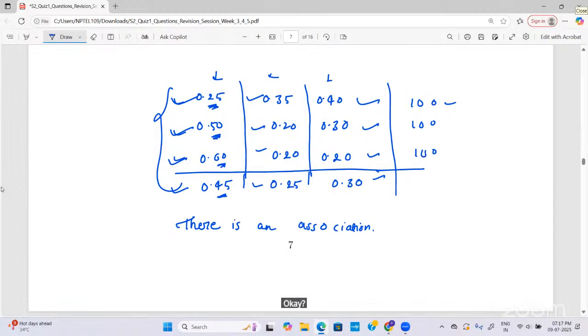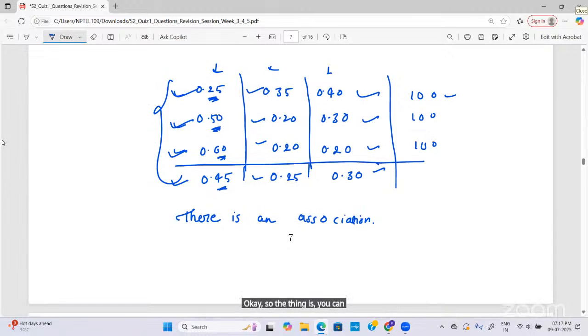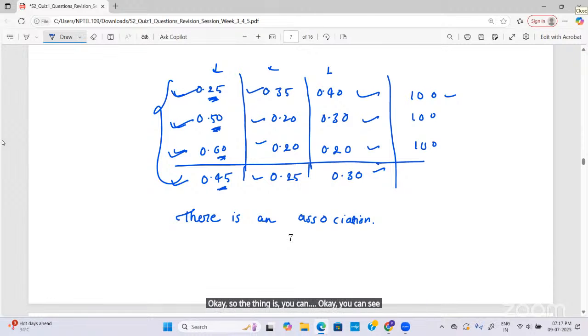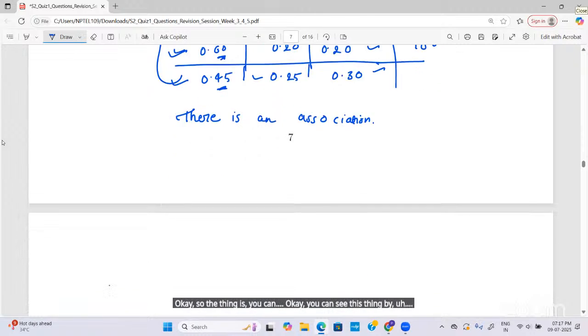How much difference can we have, ma'am? Because 0.35 and 0.40 is nearly the same, right? So how can we say it is the same? Is one or two points of difference allowed, or how many points can we consider? Okay, you can see this by making a stacked bar chart of it.